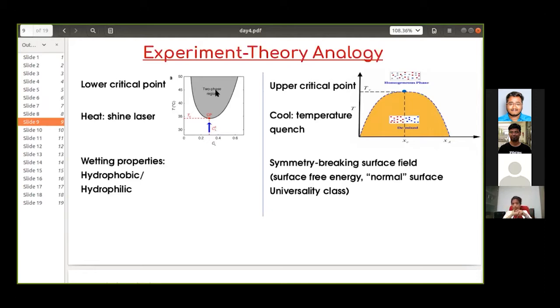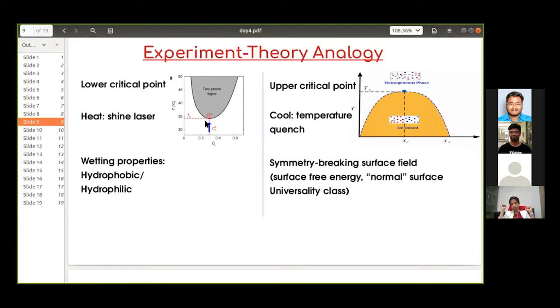If you take this particular fluid, it's called water lutidine mixture. That particular fluid has a lower critical point, Cp, which is marked here. And this temperature is very close to the room temperature. It's close to 35 degrees centigrade. What it means is that when you take this fluid and just put it at room temperature, the fluid is homogeneously mixed. There is no phase separation, no structure formation, nothing which is happening. It's very much homogeneously mixed.